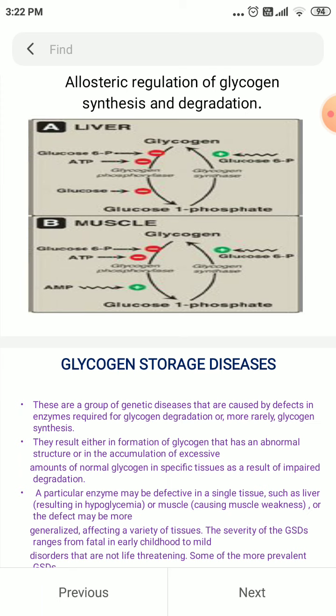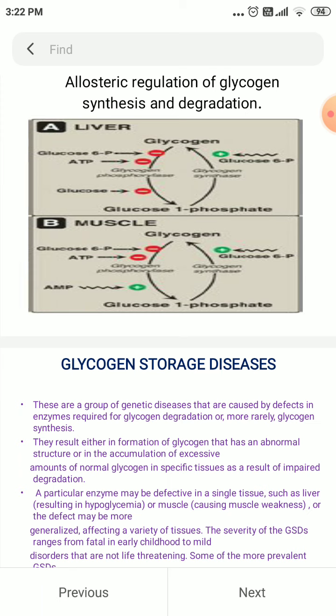You can see here, in the liver as well as in the muscle, which allosteric regulators act on the enzymes involved in synthesis and degradation. As you all know, glycogen degrades to give rise to glucose 1 phosphate. That is glycogen degradation. This glucose 1 phosphate acts as a precursor molecule for the synthesis of glycogen, which is catalyzed by the enzyme glycogen synthase.